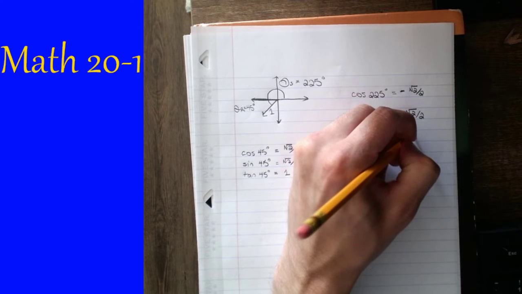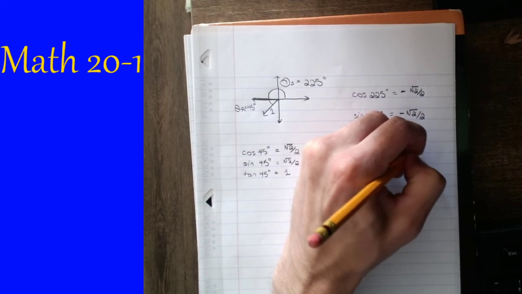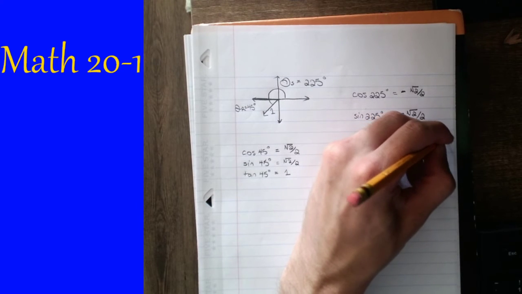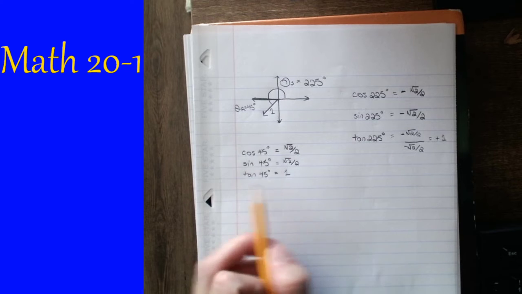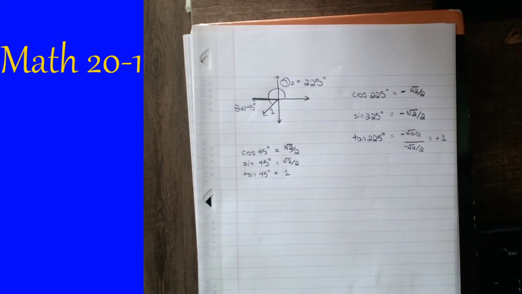So you have negative root 2 over 2 divided by negative root 2 over 2. You have the same thing divided by itself, so you get positive 1, which also matches up with our reference angle here. Sometimes it will match up exactly the same, and sometimes it will just be a positive or negative version of this.